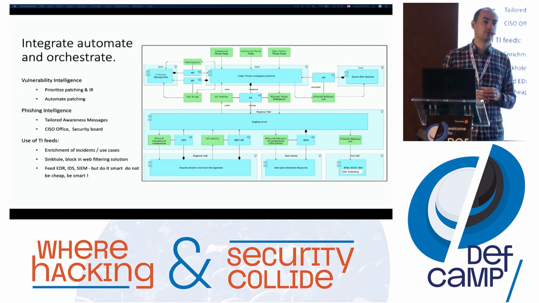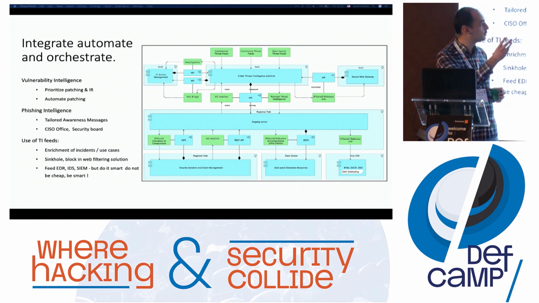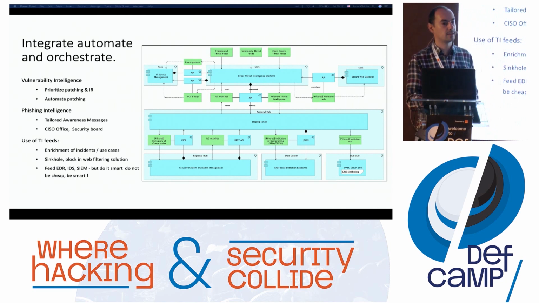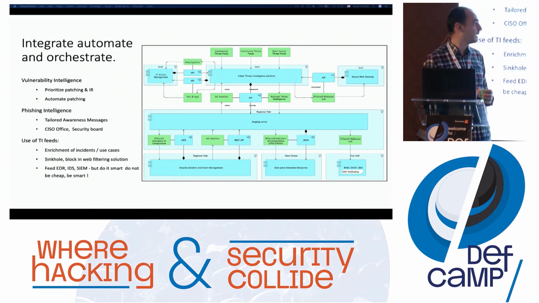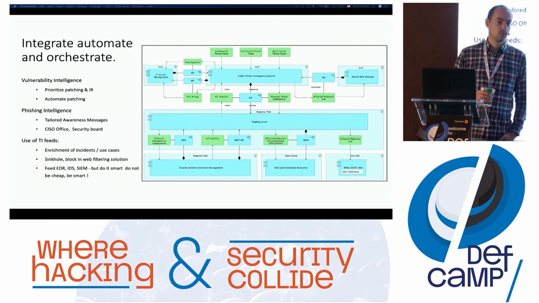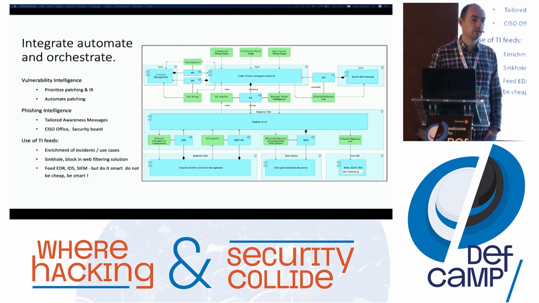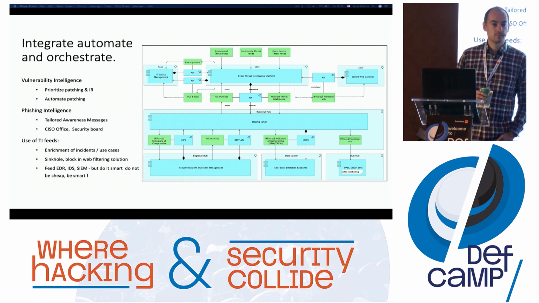Store some IOCs there. Create an integration and try to pull some information from the threat intelligence platform and enrich the data of those IOCs. Give some additional context to the incident management guys. On the right side, there's the web filtering solution. If you're certain that some IOCs are really, really bad, sinkhole them, block them.